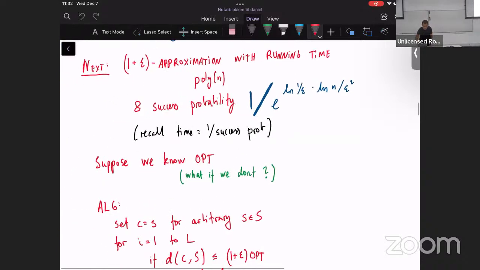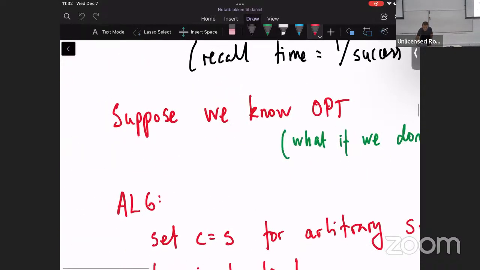Now the first thing is, suppose we know opt. And when I say suppose we know opt, I don't mean we actually know the correct center string. Suppose we know the distance from the center string to the string that's furthest away. Suppose we know the value of opt.